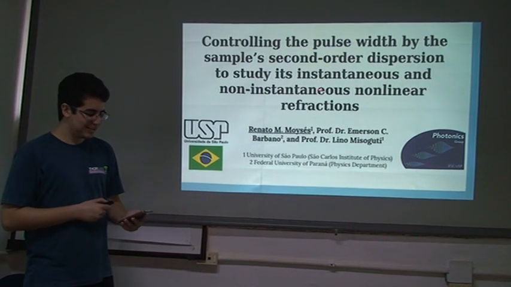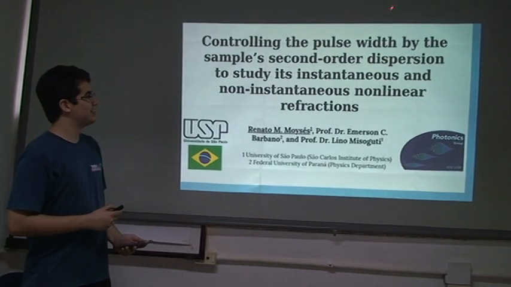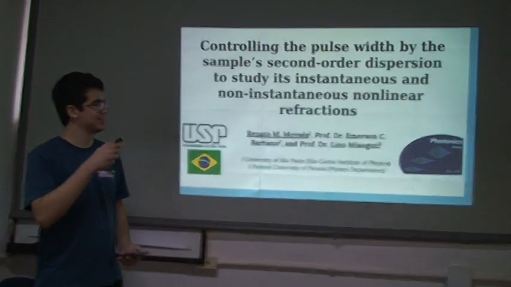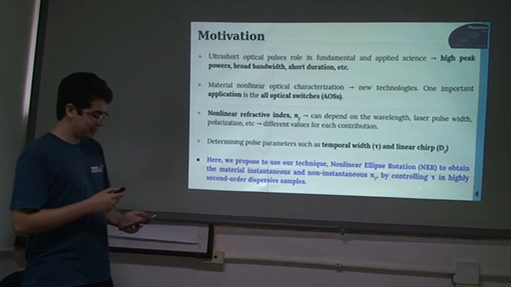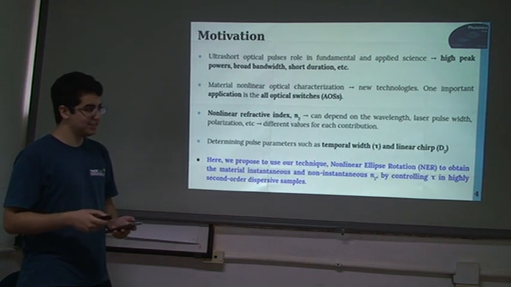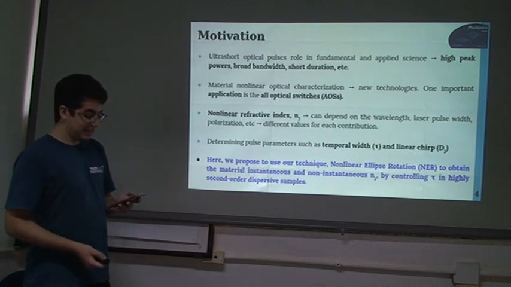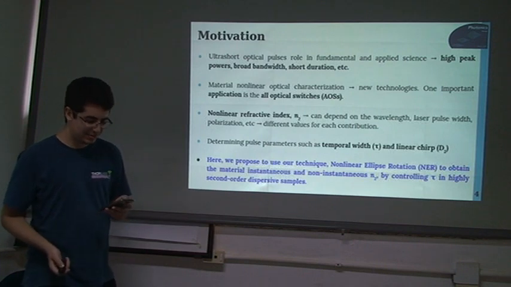So, good afternoon, everyone. I'll be talking about controlling the pulse width by the sample's second-order dispersion to study instantaneous and non-instantaneous nonlinear refractions. So, what's our motivation? We know nowadays ultra-short laser pulses play important roles in fundamental and applied science because of their properties, like high peak power, short duration, and broad bandwidth.